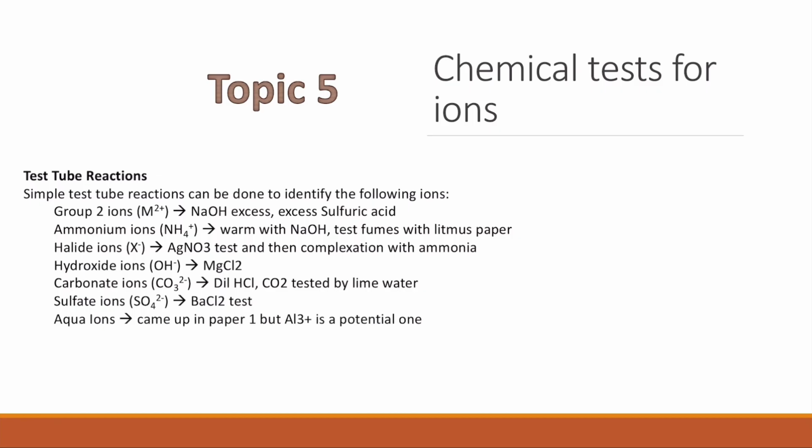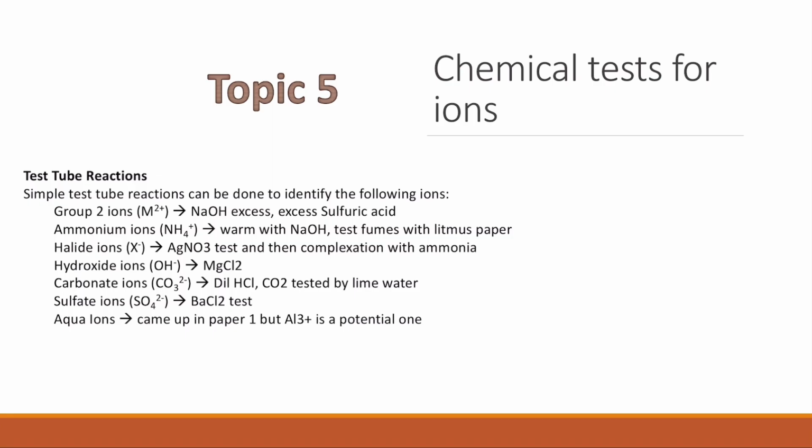And then for the aqua ions, it already came up in paper 1, but still there is a potential question about the aqua ions and their reactions, precipitation reactions, especially within the multiple choice questions. One of the points I want to draw your attention to is why we add the dilute acid before the test for halides with silver nitrate, and before we test for the sulfate with the barium chloride.